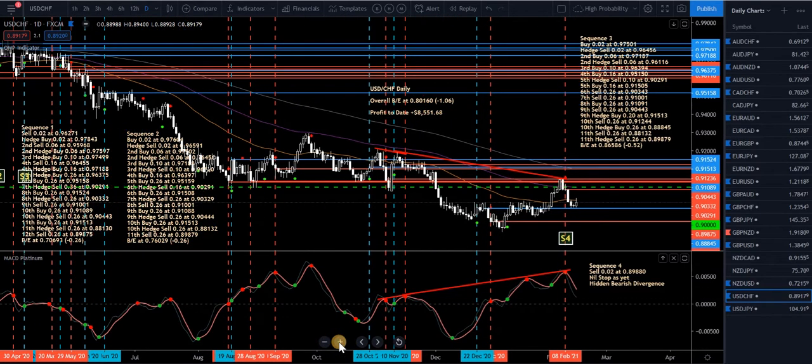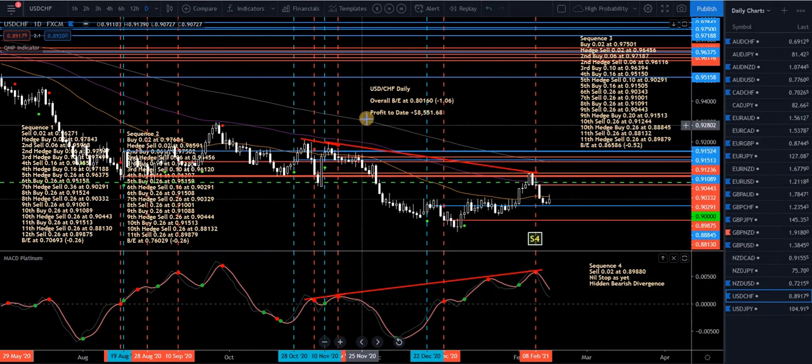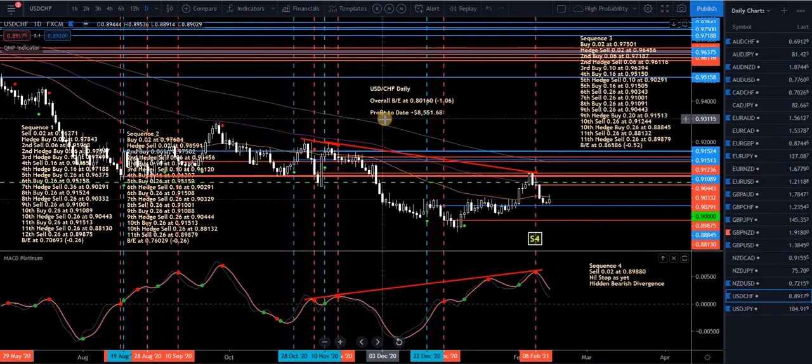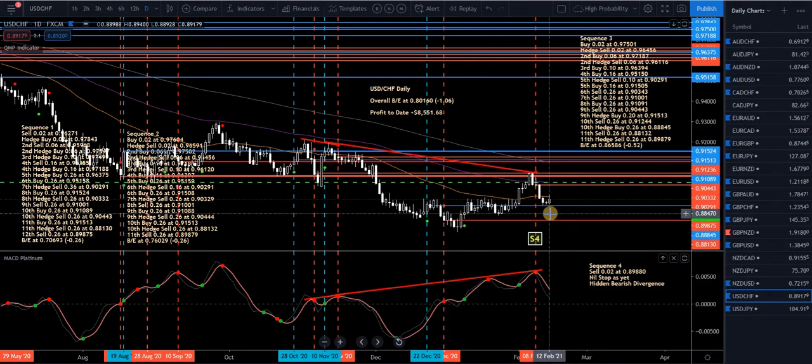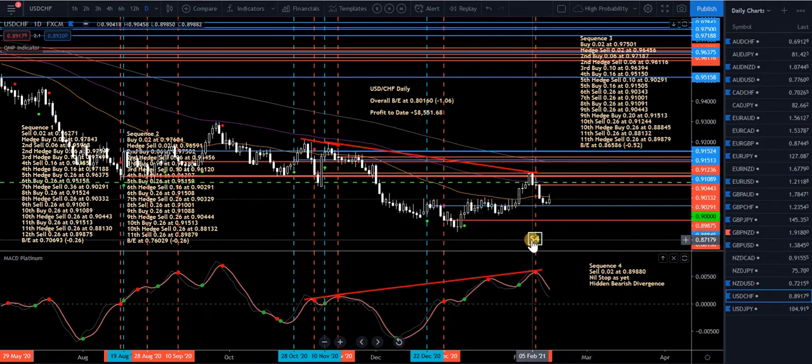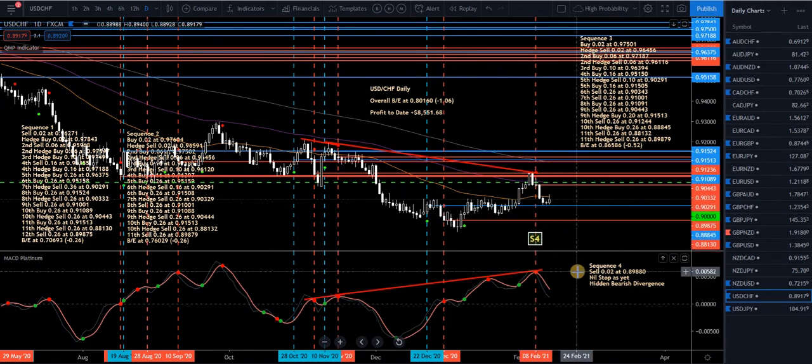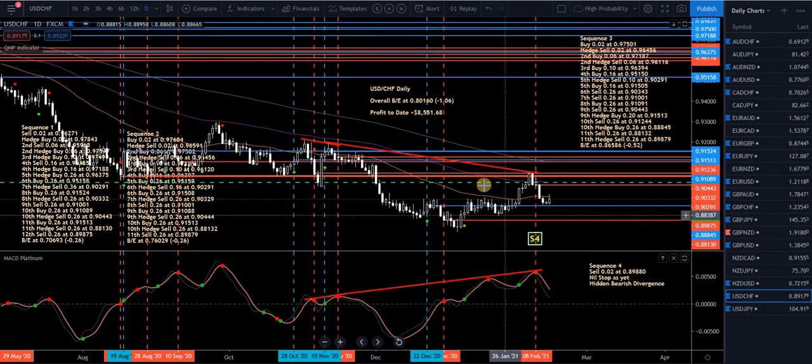I'm finding it a bit hard to get out of these trades. Profit, 8,500. So we're making some money on it, but got this cluster of trades up here, another cluster of trades here, and a couple of trades down here. Sequence 4 is my latest, so we'll look at that. Sequence 4 was the sell, nil stop, hidden divergence.